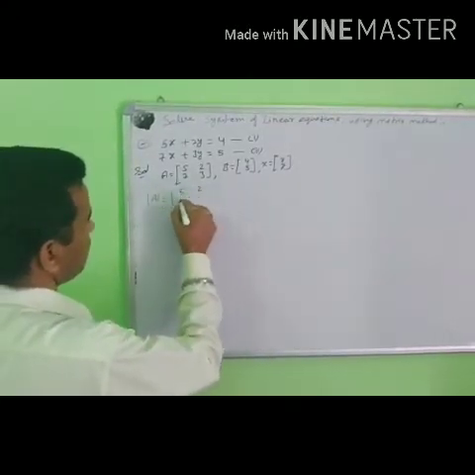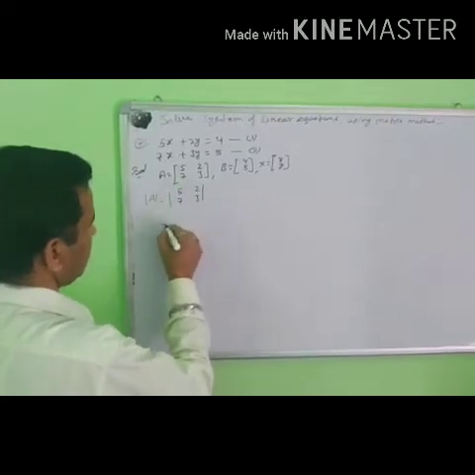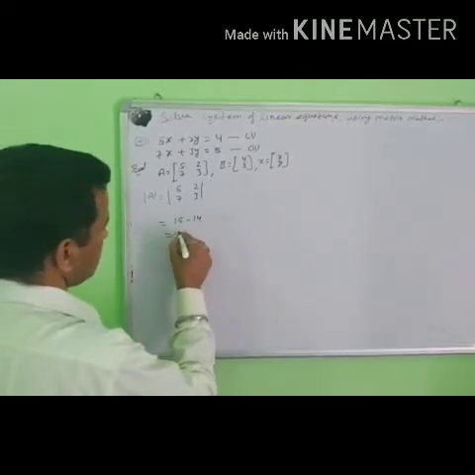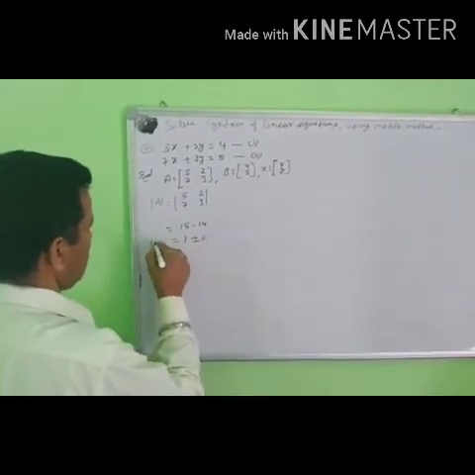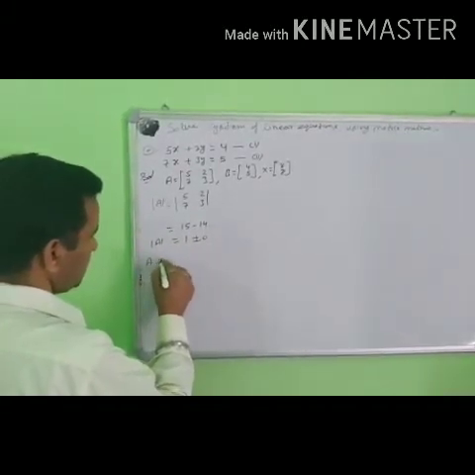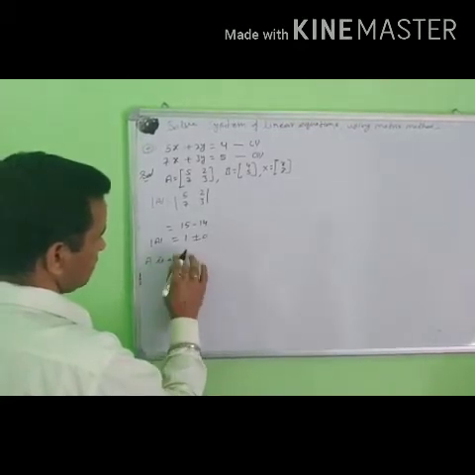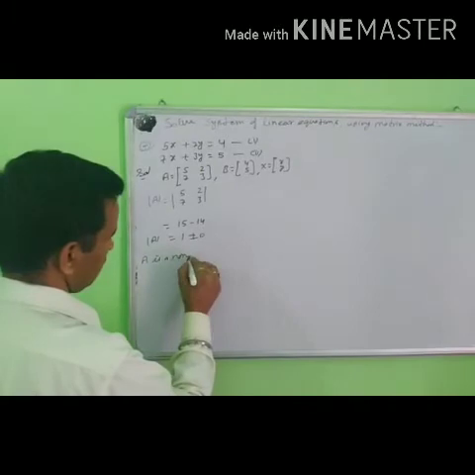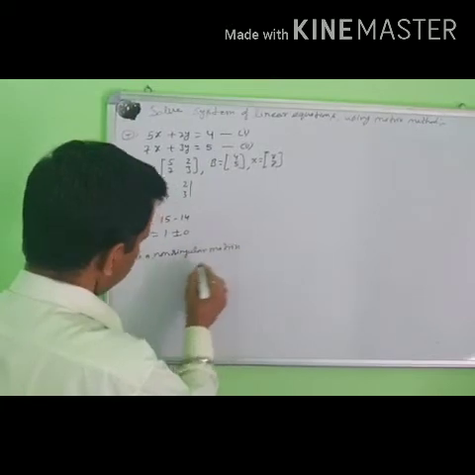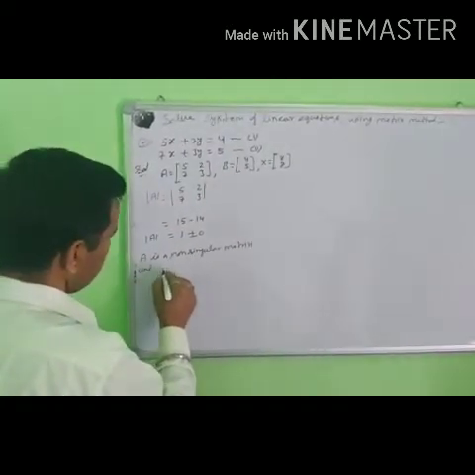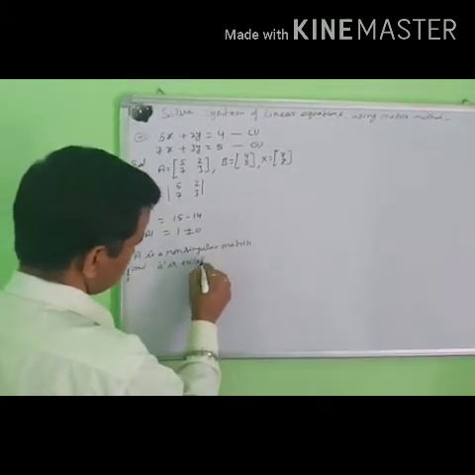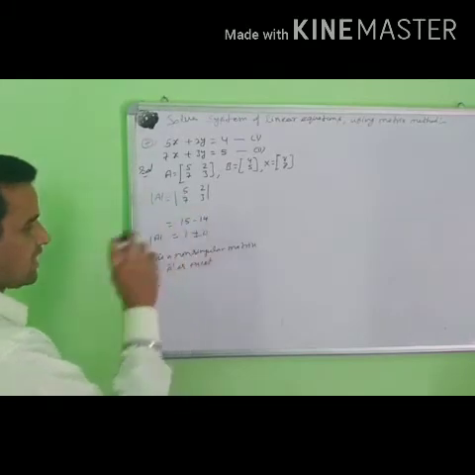5 2 7 3. What is the value of the determinant here? 5 times 3 is 15 minus 7 times 2 is 14. This is equal to 1, which means it is not 0. Since the determinant is non-zero, A is a non-singular matrix, and A inverse exists.